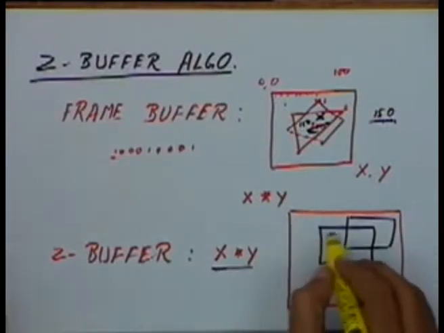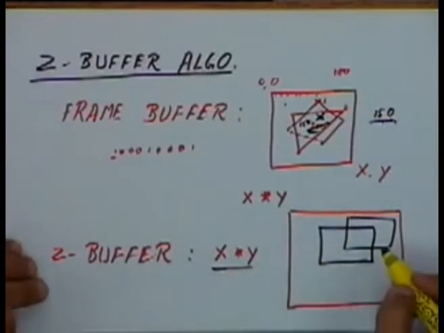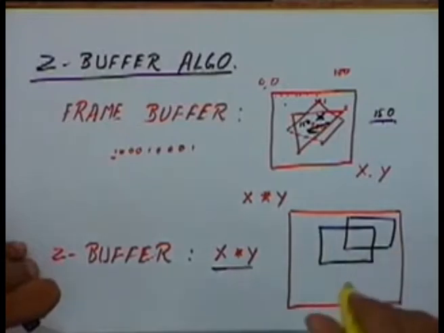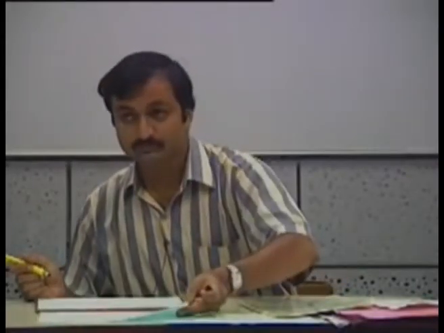Okay, so all points which are inside this rectangle, the z buffer for those pixels will take a value corresponding to the depth of that polygon, depth of that rectangle. So in the z buffer, we are finally storing for the intersection between polygons only the nearest points, the depth of the nearest point.